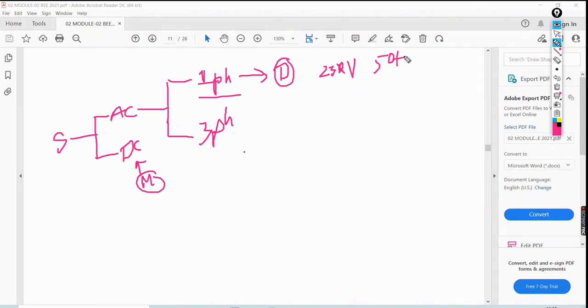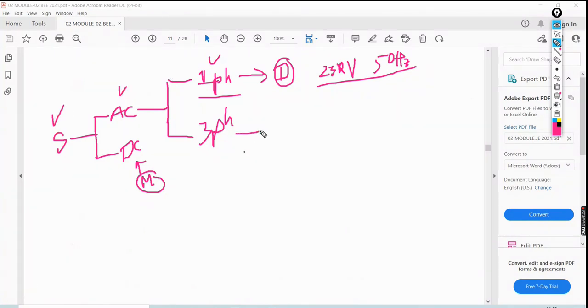Why 50 hertz? This is the Indian standard. This is the AC power supply, which has both magnitude as well as direction. In your domestic application, whatever you are going to use, that power supply is single phase AC power supply.